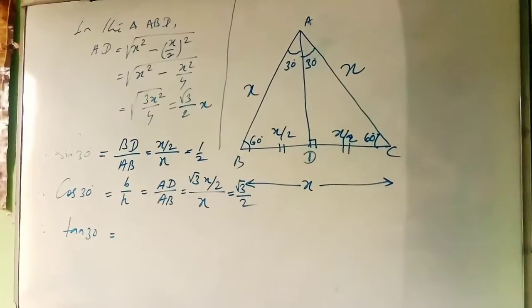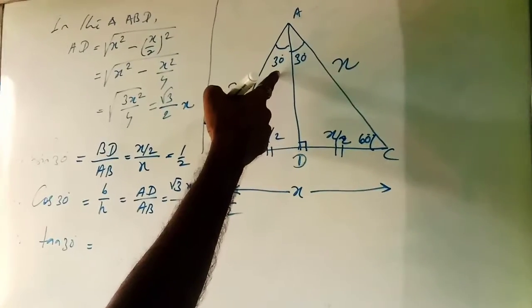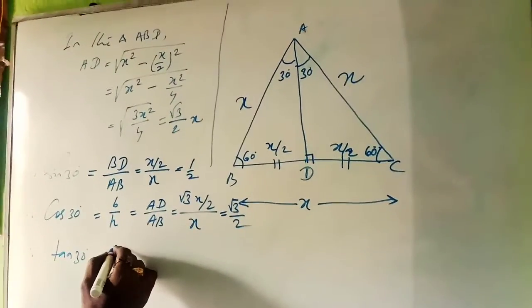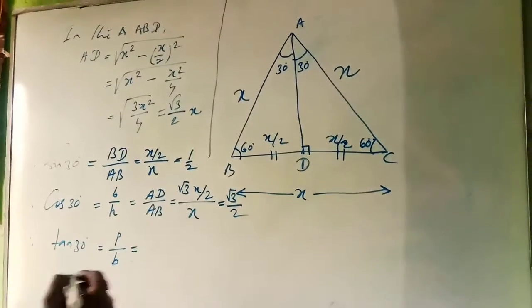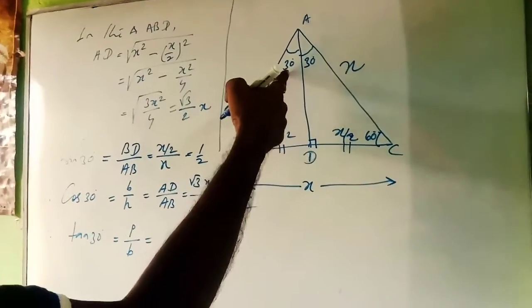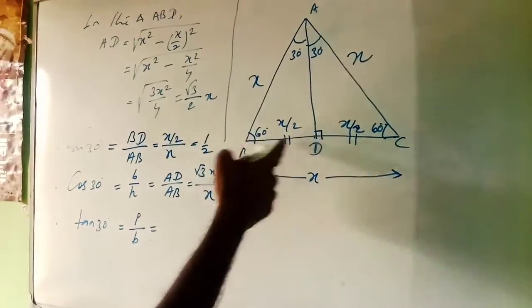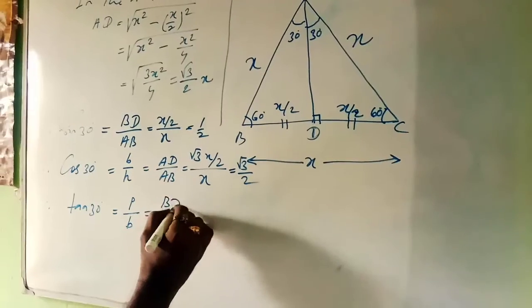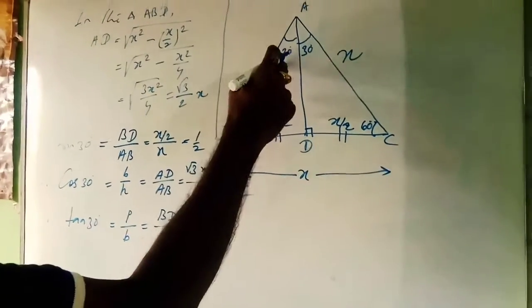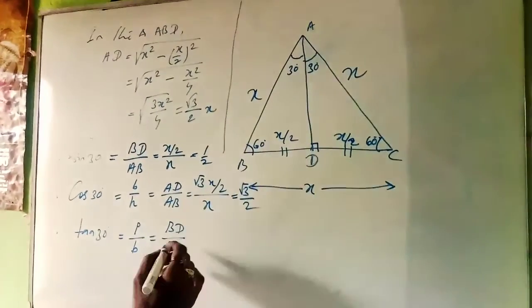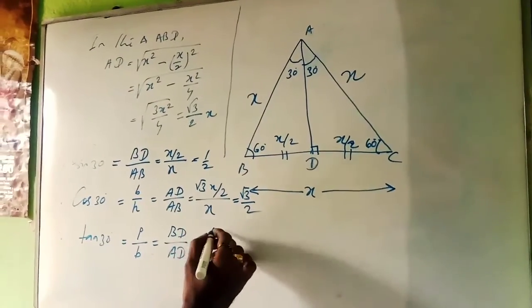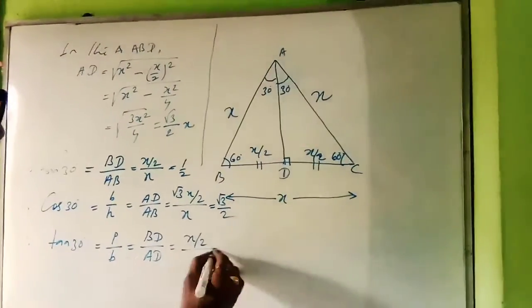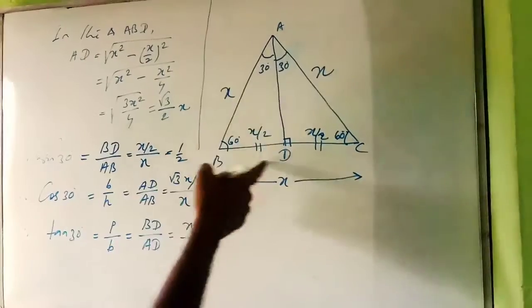Now come to tan 30. How to find out tan 30? For this angle, you know tan theta formula is what? P by B, perpendicular by base. For this angle, what is P? P means perpendicular, angle front side, that is BD. What is base? For this angle, base is AD. Now, BD is equal to how much? That is x by 2. What is the value of AD? Already found, root 3x.